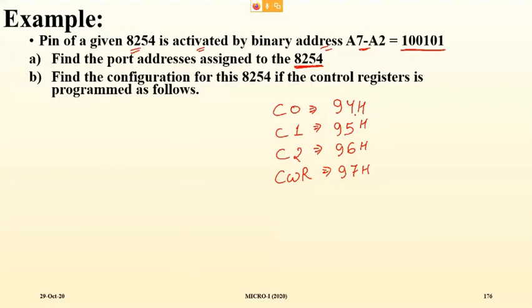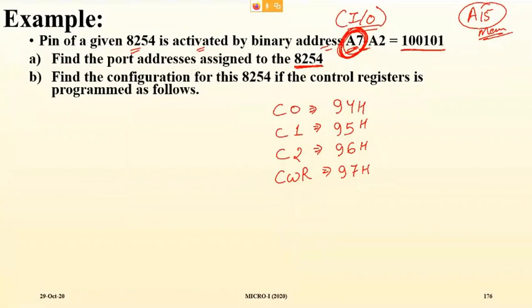Okay, if someone asks you whether it is a memory mapped IO system or an IO mapped IO system, which kind of circuit is this? This is IO mapped IO. Any doubt why it is IO mapped IO? Because the highest address pin that we are using is A7. In memory mapped IO, the highest address will be A15. Clear? So this is IO mapped IO.